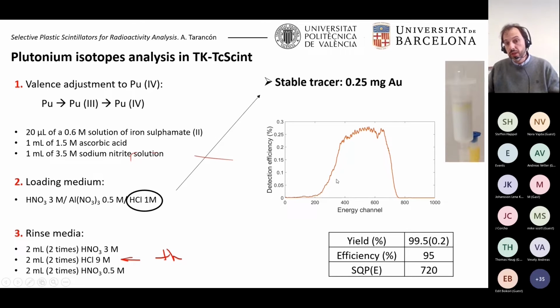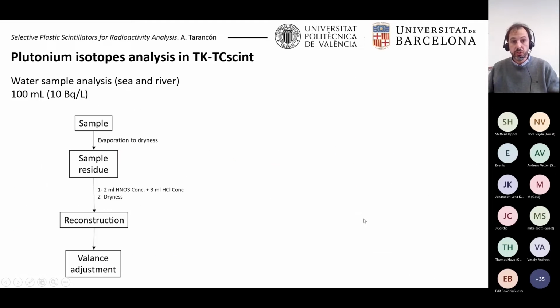The spectra is quite broad, and this is because there is a slightly yellow color caused by gold in the detection. Nevertheless, we have a very good yield, almost quantitative, and very good detection efficiency, which makes possible the quantification of plutonium. So here is one example of analysis of a water sample.